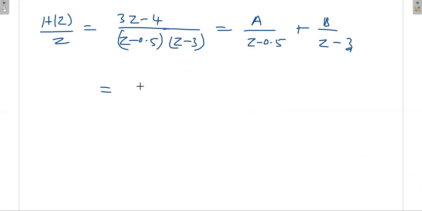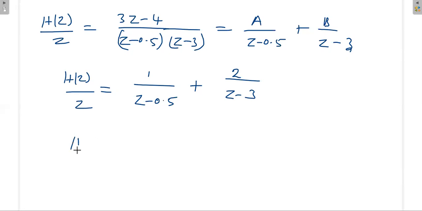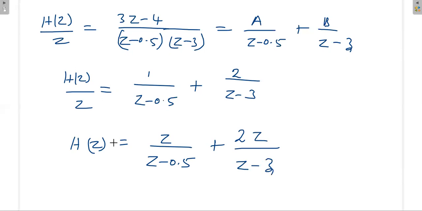What is the value of A? That is 1 by (z minus 0.5) plus B, where the value of B is 2, 2 divided by (z minus 3), equal to H of z divided by z. Now, what is H of z? Just take z upward, that is z by (z minus 0.5) plus 2z by (z minus 3). Now we have H of z. Just write the H of z here: z by (z minus 0.5) plus 2z divided by (z minus 3).